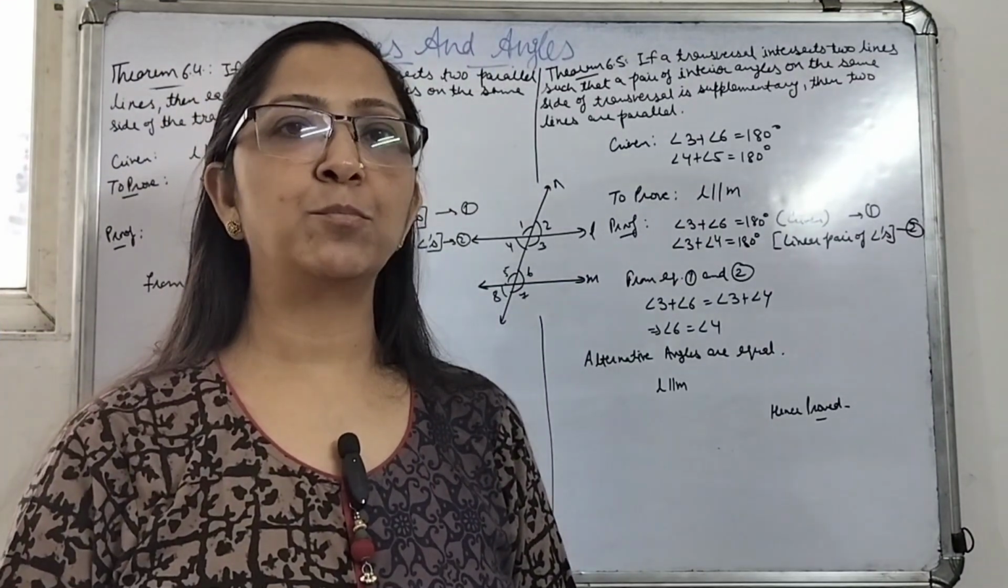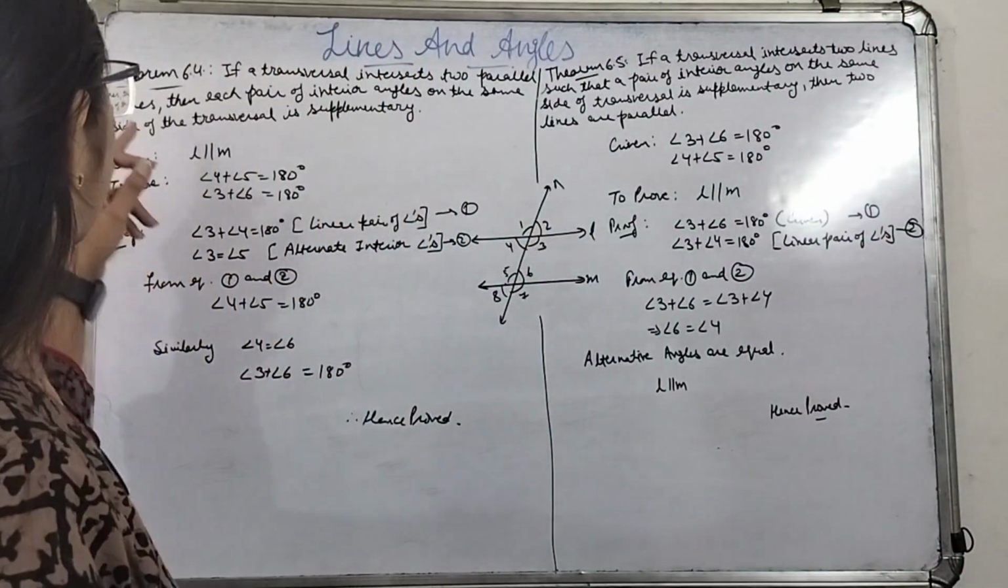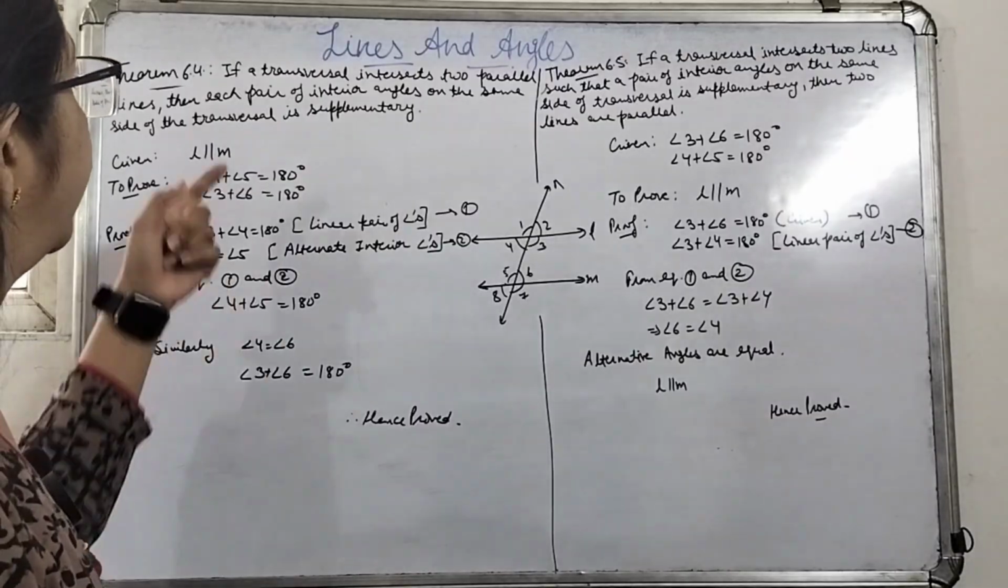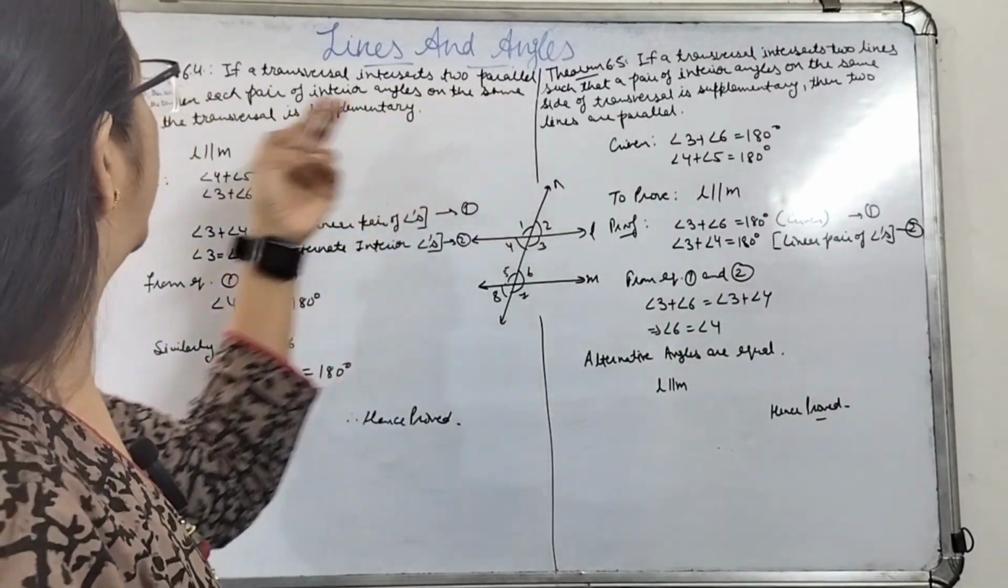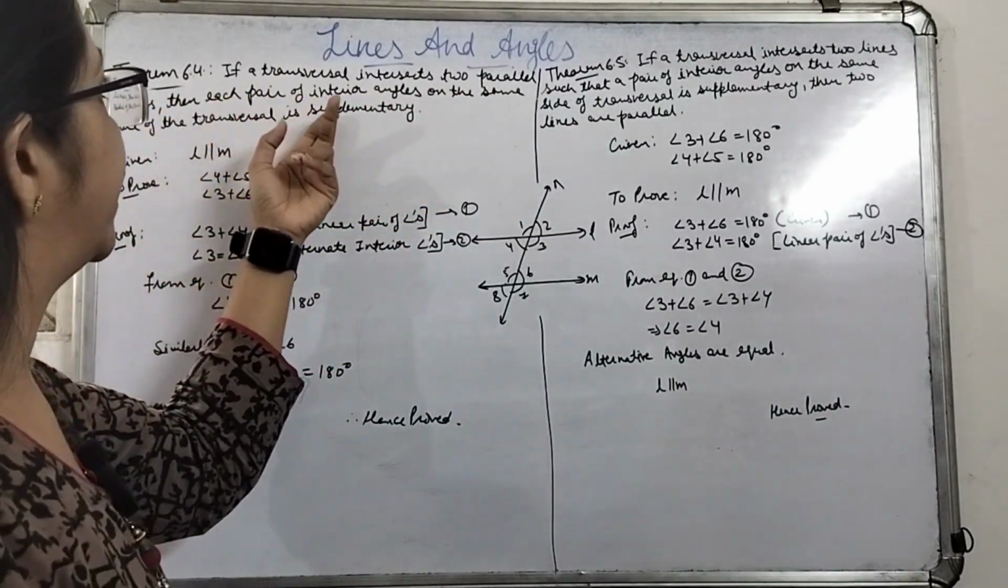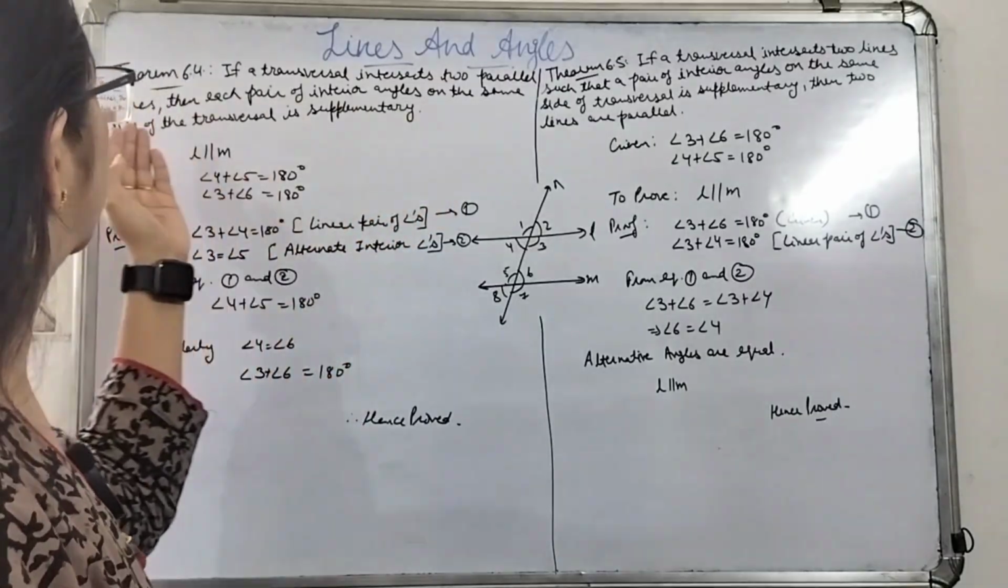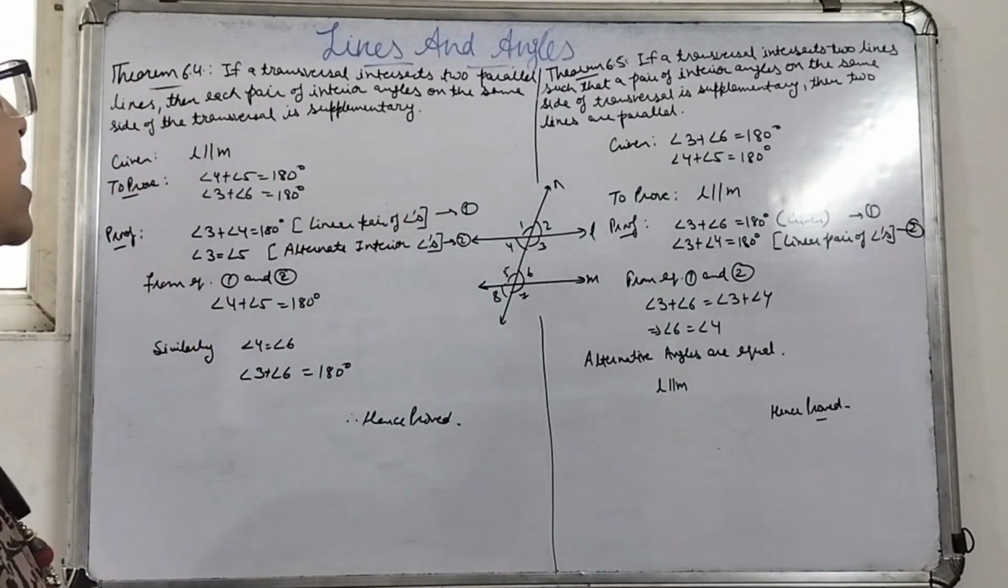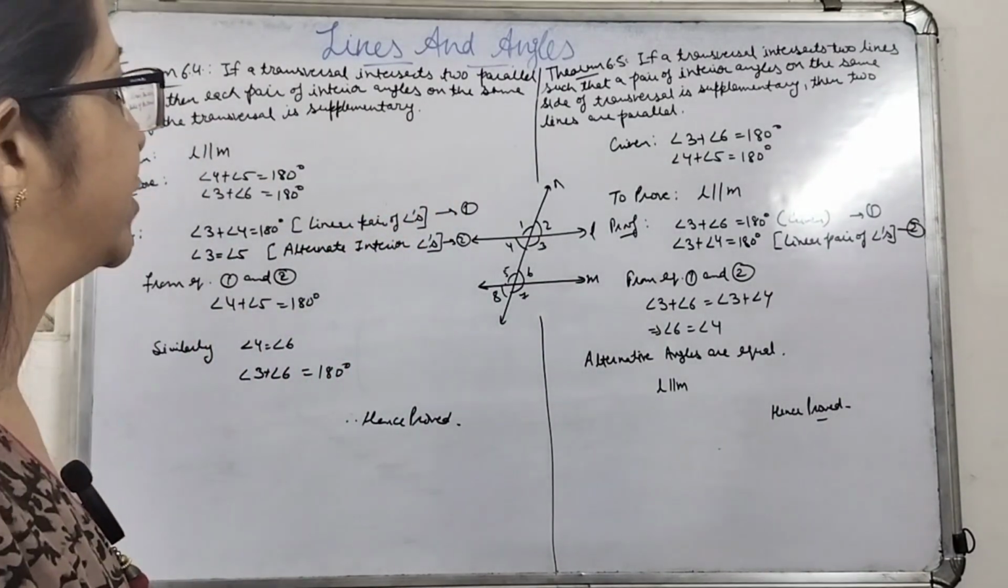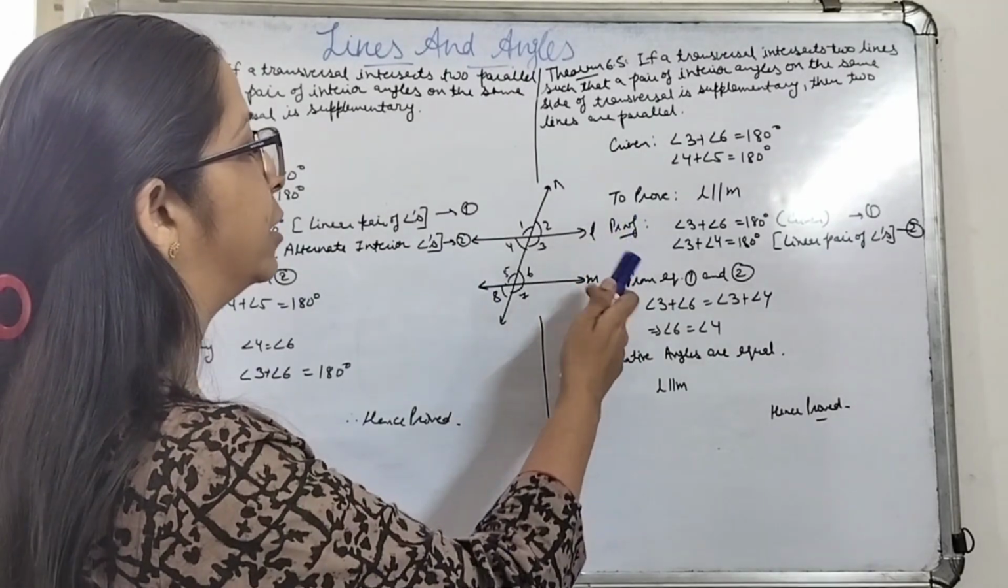Now let's see some more theorems. Theorem 6.4. If a transversal intersects two parallel lines, then each pair of interior angles on the same side of the transversal is supplementary. That means it is given to us that L is parallel to M.